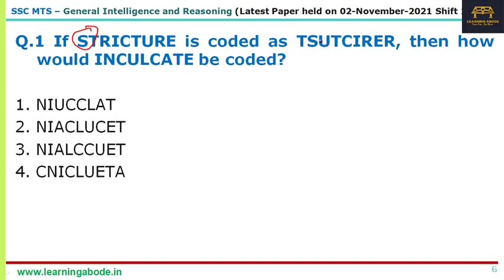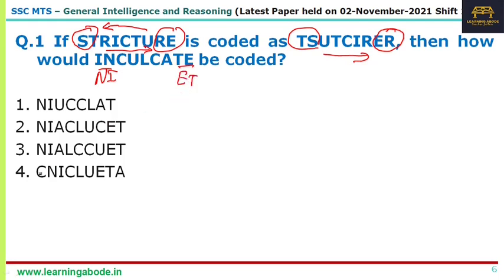ST here becomes TS, and look at the last two letters, RE here becomes ER. And now RICTU becomes UTCIR, just reversed. So RICTU becomes reverse UTCIR. Now that is what is there. So here IN will become NI and TE will become ET.